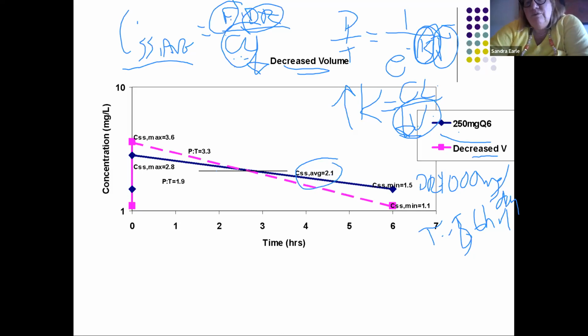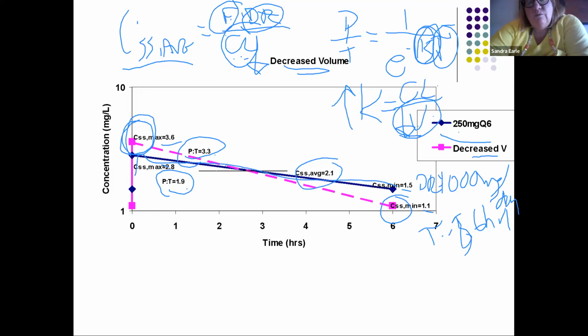But what we would expect is for the slope of our line to get steeper. And as you can see, it has. So our peak to trough ratio has gone from 1.9 to 3.3 with that volume change. We can see our CSS max is higher and our CSS min is lower in comparison to our blue line values. So maybe we've put ourselves in the range of having toxicities or lack of efficacy or both. So we want it to look more like this curve as it was originally.